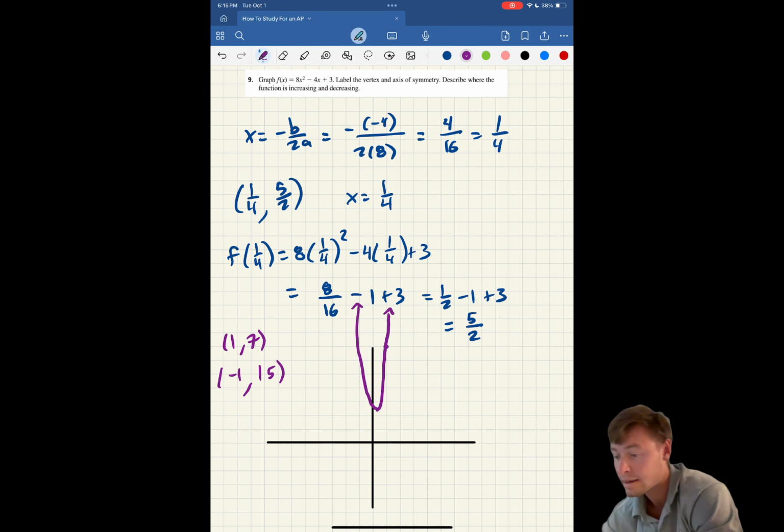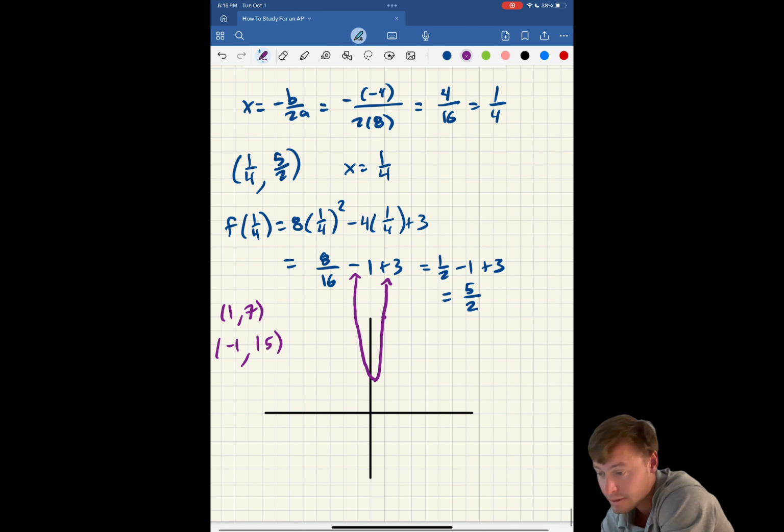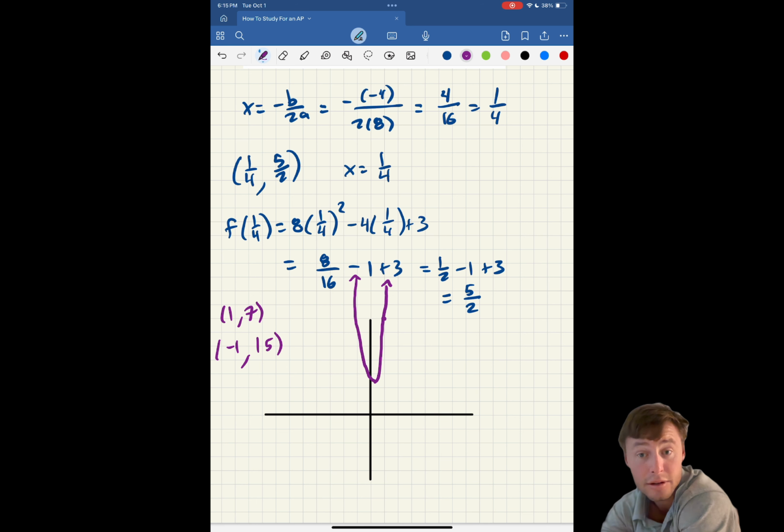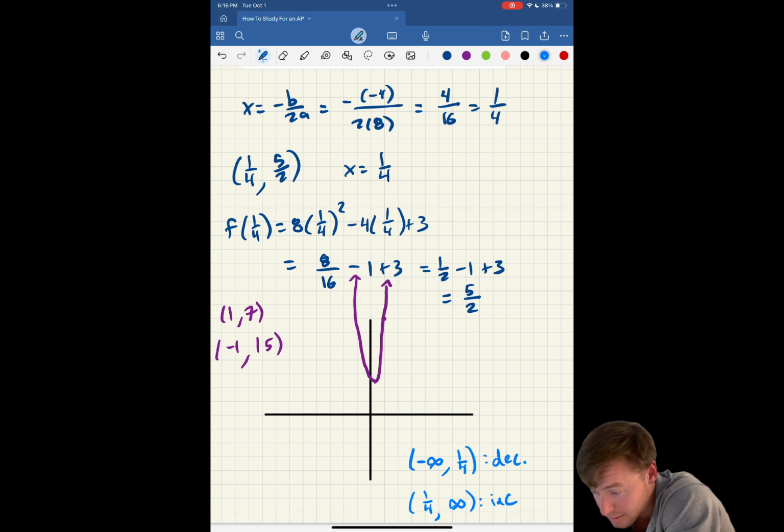Okay. Now it wants us to say, where is the function increasing or decreasing? Okay, so to say increasing or decreasing, you read the graph from left to right. So the function is decreasing from -infinity up to the vertex, the x value of the vertex, which is 1/4. That's where it's decreasing. And then it's increasing from 1/4 up to infinity. Increasing. Boom.